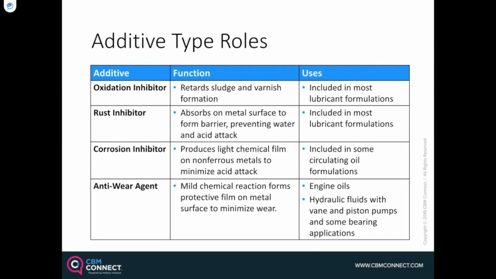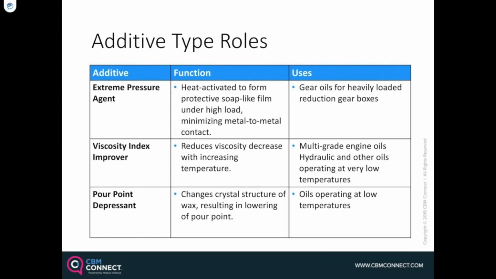Anti-wear is in almost all oils, though some circulating and turbine oils don't have a lot of anti-wear, but many of them do. Whether it's an engine oil or a hydraulic oil, it's going to have typically some level of anti-wear agent in it. The next step after anti-wear is EP, and many of you will have gearboxes in your plant that will require EP, which stands for extreme pressure oils. They're used very commonly on heavily loaded and many reduction gearboxes. There are viscosity improvers and pour point depressants we've touched on.